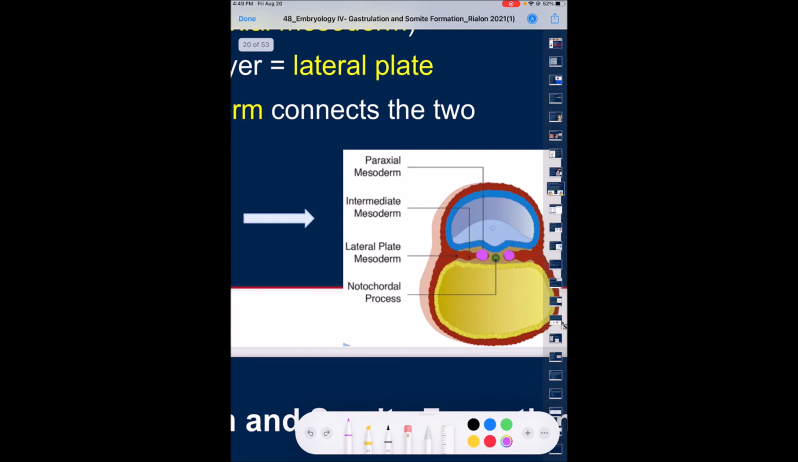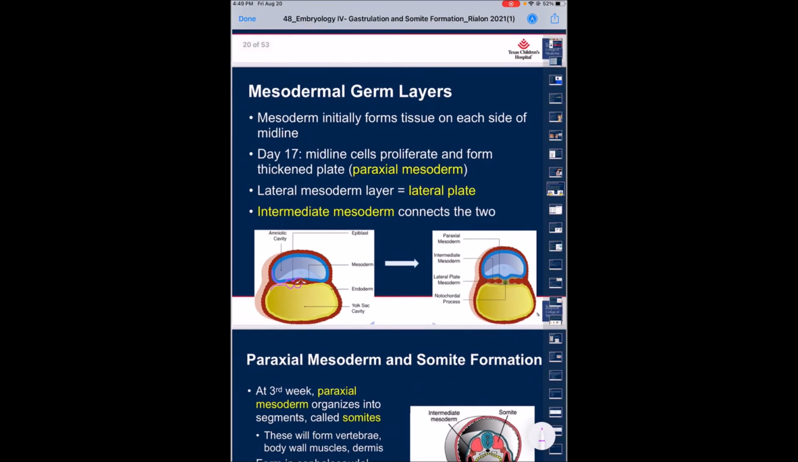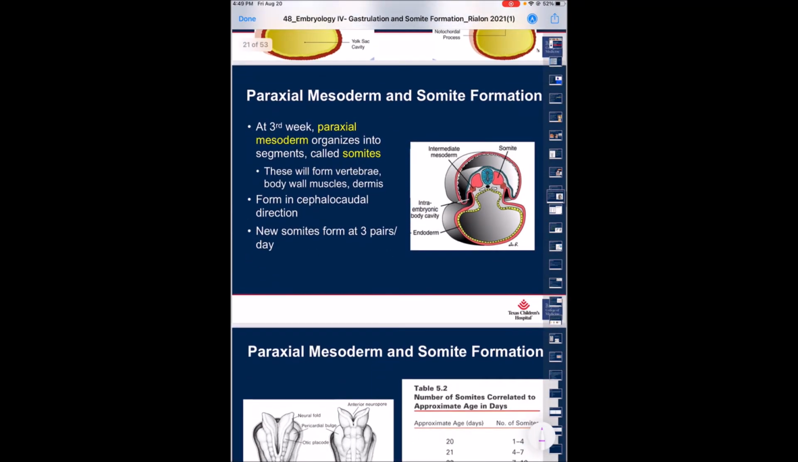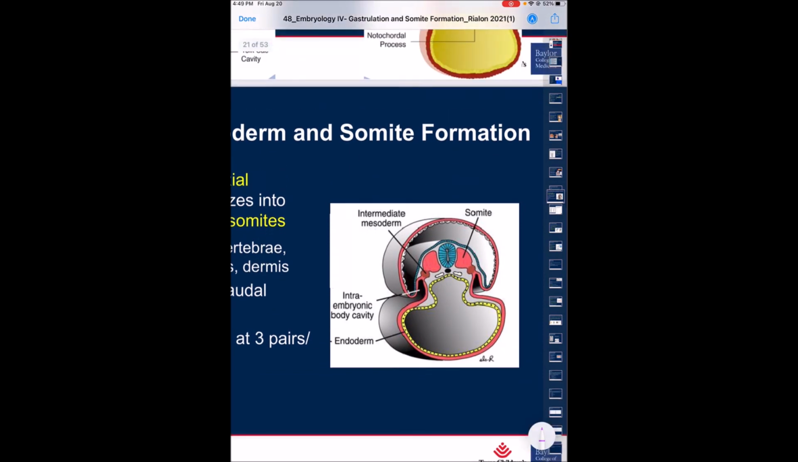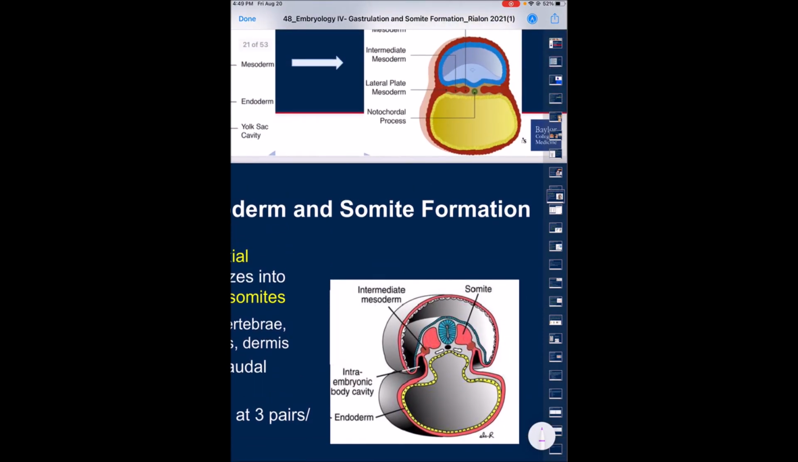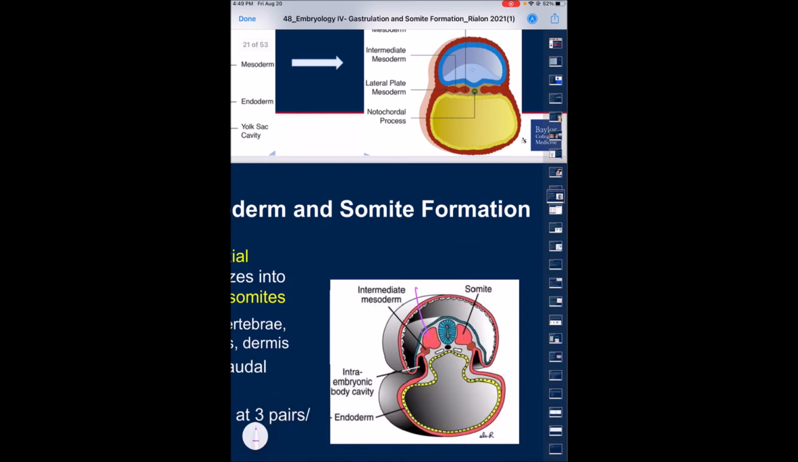Okay, so here's another view of the embryo that's a little bit more advanced than the one in the previous slide. You can see it's folding a little bit more. And again, you can see the paraxial mesoderm, the intermediate, and the lateral plate, which is that little C-shaped thing on the edge. Okay, so somites.